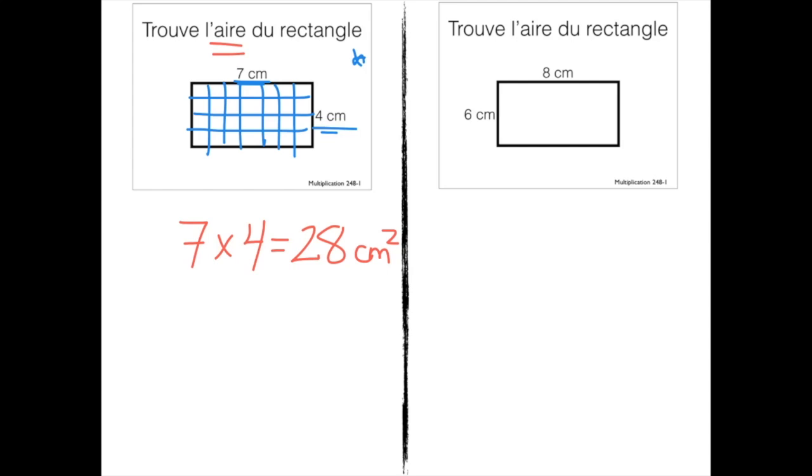In the second example, students will do the exact same thing, but the dimensions are different. In this case, the dimensions are 6 and 8 for an area of 48 centimeters squared.